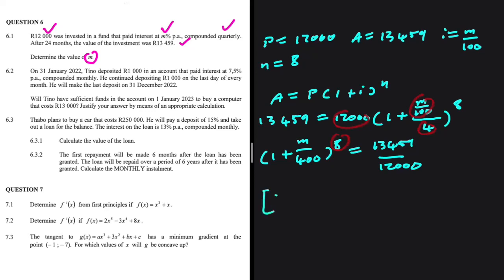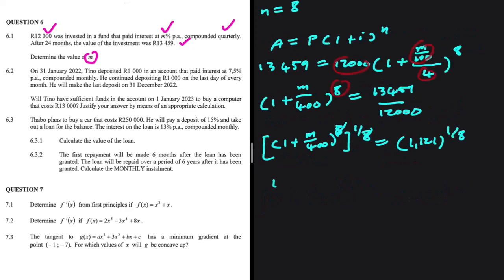On the left hand side, we're going to have 1 plus M divided by 400, everything to the power 8, everything to the power 1 divided by 8. We want 8 and 8 to cancel out, but we have to do the same thing on the right hand side. On the right hand side, we're going to have 1.121 to the power 1 divided by 8. We're going to have 1 plus M divided by 400 being equal to 1.121, everything to the power 1 divided by 8.